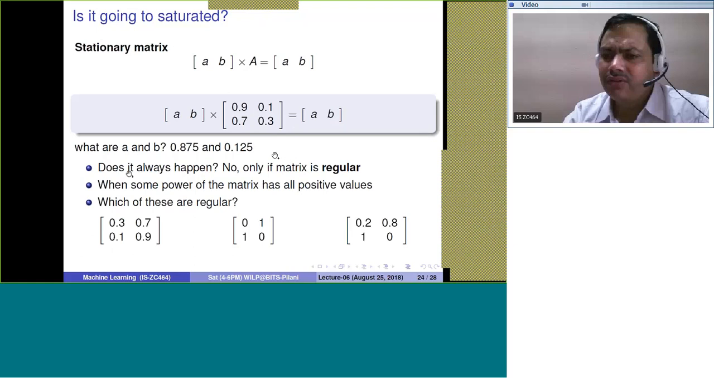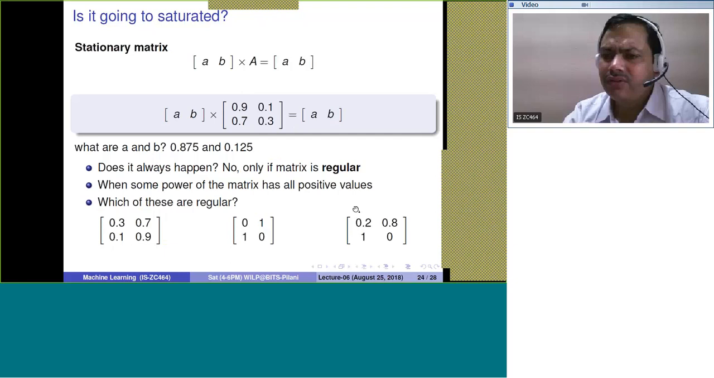Does this scenario always happen? No, only if the matrix is regular. A regular matrix means some power of this matrix has all positive values. For example, this is a regular matrix where none of the values are 0. This matrix is not regular, because no matter how many times you multiply it with itself, you are not going to get that.